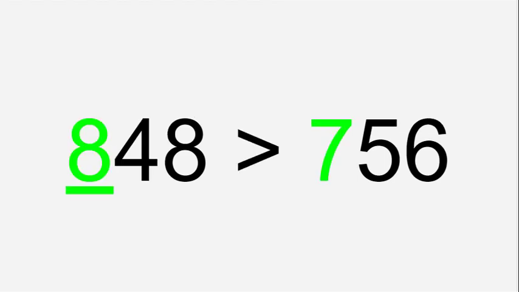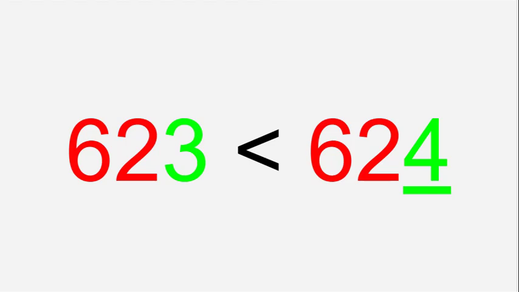Next, we will compare 848 and 756. Which one is bigger? Both numbers have 3 digits. We will compare the 8 and the 7. 8 is greater than 7, so 848 is greater than 756. Well done. We only have a few more problems.